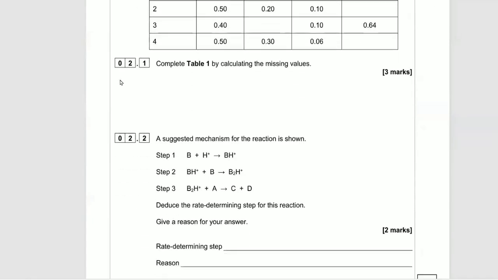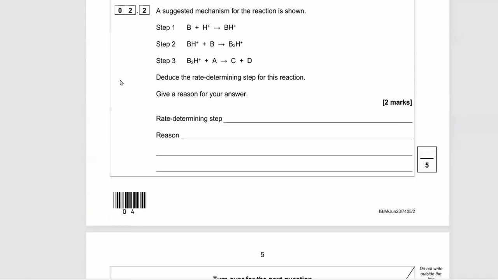Let's move on to the final part of the question. Okay, for 2.2, a suggested mechanism for the reaction is shown. Step 1, B plus H goes to BH. Step 2, BH plus B goes to B2H. Step 3, B2H plus A goes to C plus D. Deduce the rate determining step for this reaction.